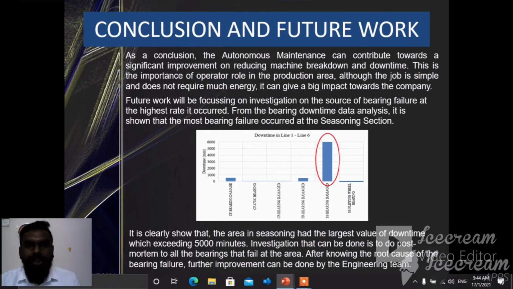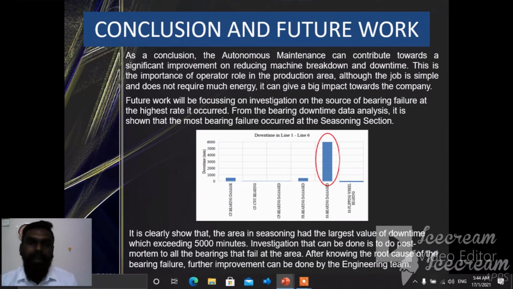Okay, conclusion and future works. As a conclusion, autonomous maintenance can contribute towards a significant improvement in reducing machine breakdown and downtime. This shows the importance of the operator's role in the production area. Although the job is simple and does not require much energy, it can give a big impact towards the company.